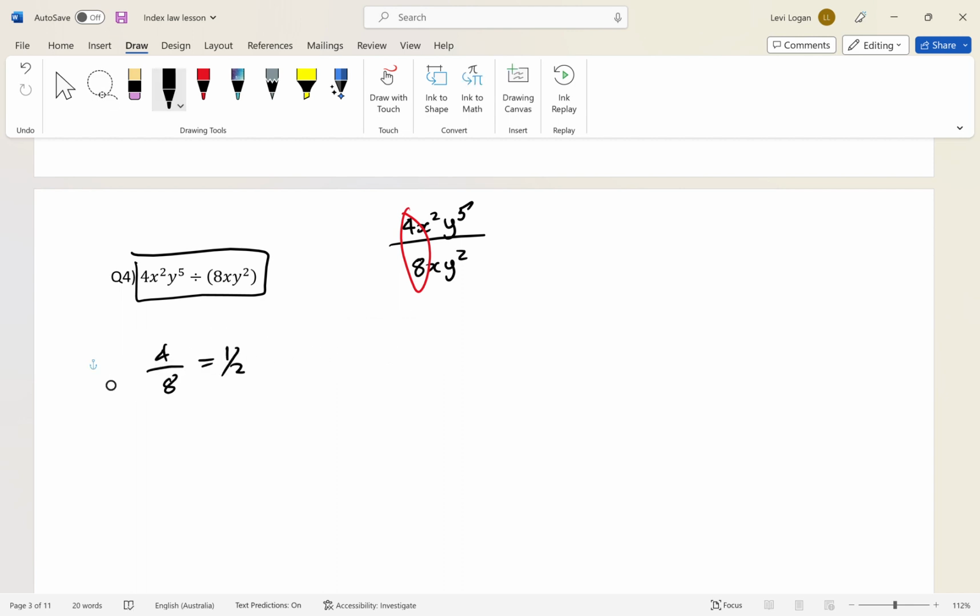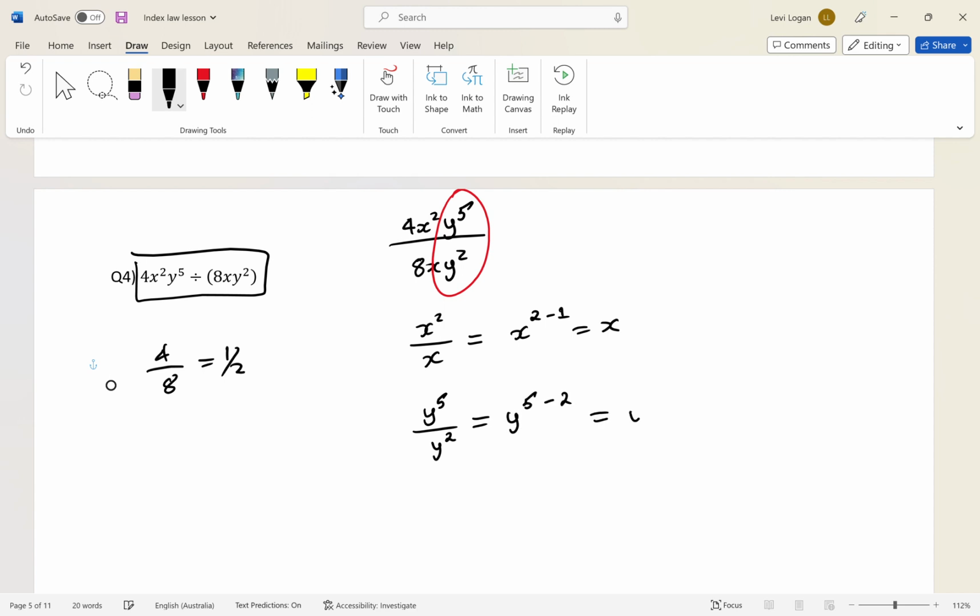Then you have x squared over x. That's what you have right here. So that's our second index law. That's going to be x to the power of 2 minus 1, which is just x. Third of all, we have our y's here. So we have y to the 5 divided by y squared. That's the same as y to the 5 minus 2, which equals y to the 3. Cool, we've sorted everything out individually.